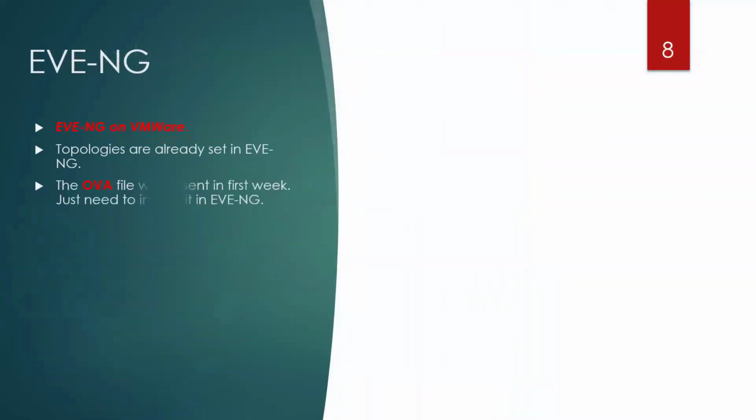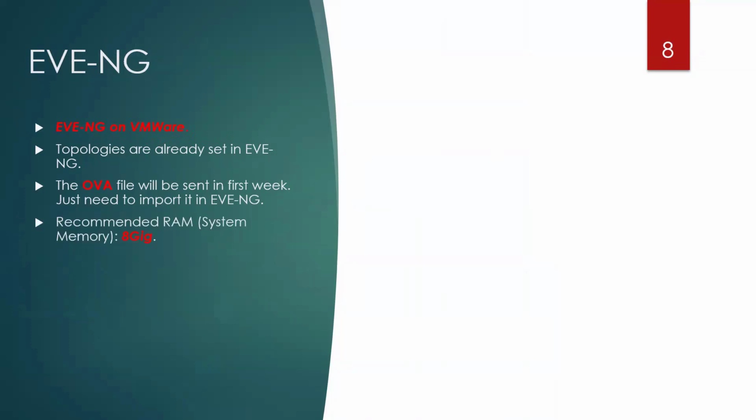Speaking of EVNG, you will see that EVNG works on VMware. Topology is already set, as I mentioned earlier. And the OVA file that I sent you is more than enough for anything else. So you just need to import that and you will have everything that you need for the rest of the NRC codes. Of course, for Encore, there will be a separate one.